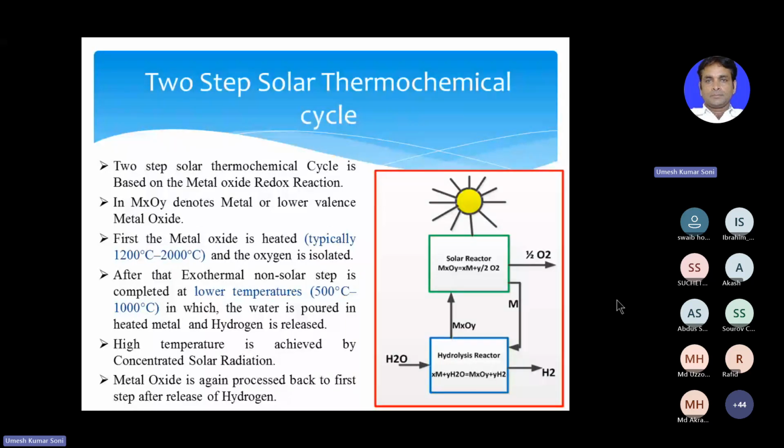Okay, some of the oxygen is emitted out of this reaction. So the metal oxide is typically heated at 1200 to 2000 degrees centigrade, and oxygen is isolated, as we can see in this diagram. Is it visual?